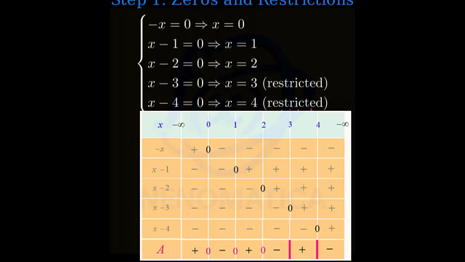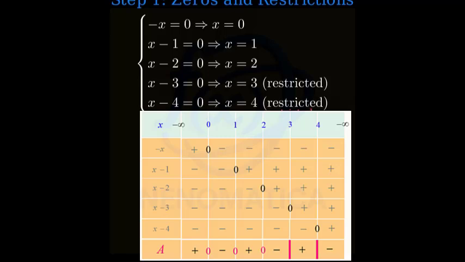Wait, correct that. Positive on negative infinity to 0, 1 to 2 produces positive? Check. It is positive on 1 to 2. Yes, negative on 0 to 1, and on 2 to 3, positive again on 3 to 4, and negative after 4 to infinity. And it equals 0 exactly at x equals 0, 1, and 2.